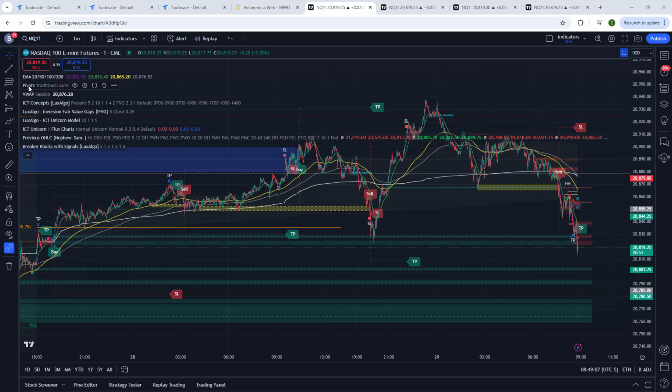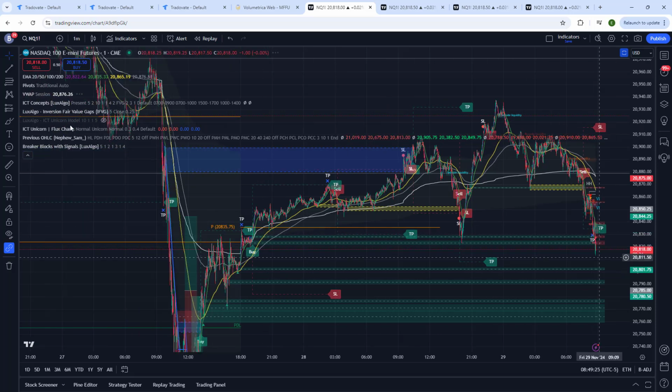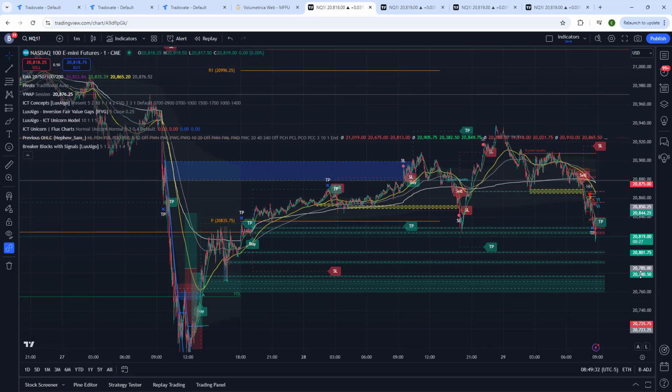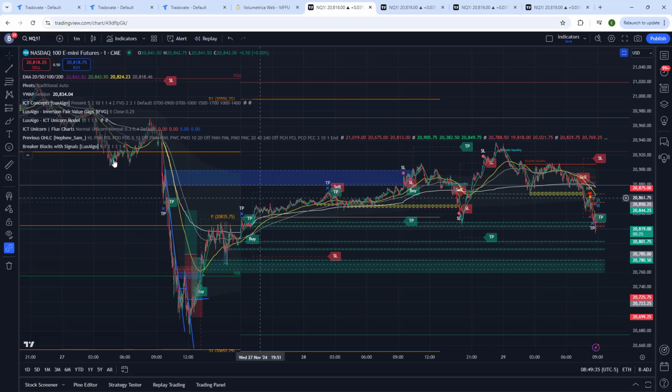I use the pivot points. I throw VWAP on there. And then I'll show you, I use ICT concepts. It's just a couple marks on the chart for certain things. I run the unicorn model. It's actually not shown on here. It doesn't happen every single trading session, especially during the overnight or holiday when we're not really moving around a lot. I have the flux chart, ICT unicorn as well.